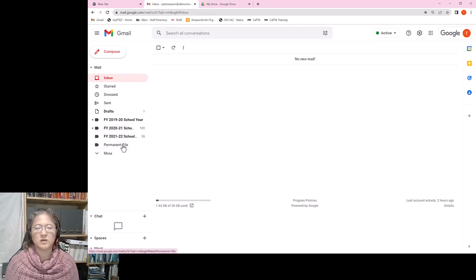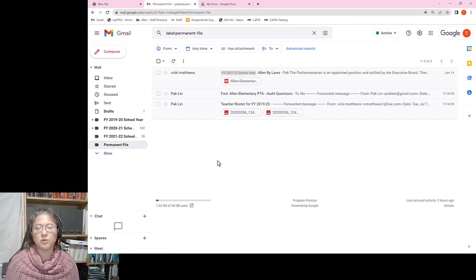I also maintain a permanent file for items that I don't want to lose. So that even if I have to remove all the emails within these labels, the items that I want to always be able to find, such as the teacher's roster, bylaws, those things are still retained in the permanent file.